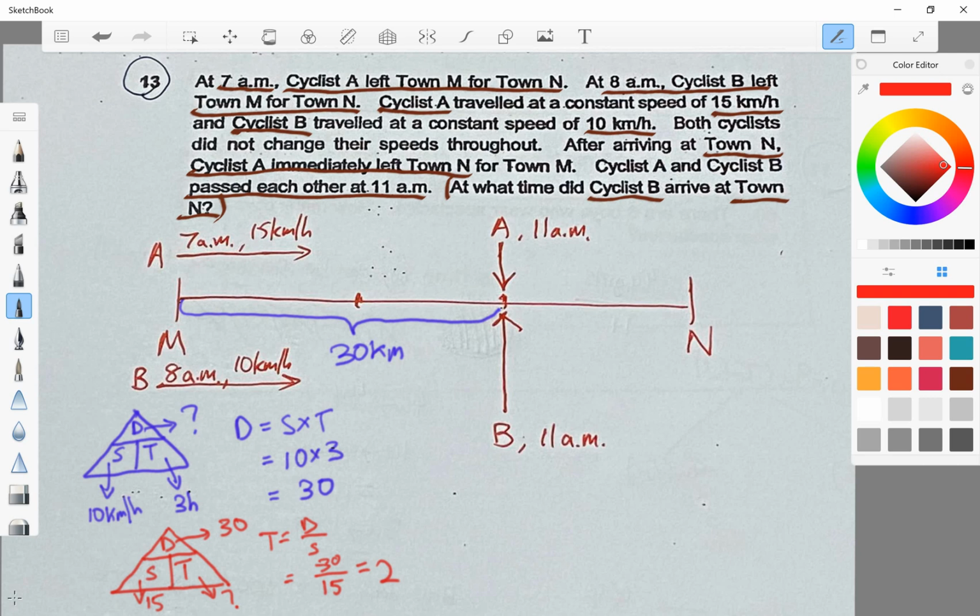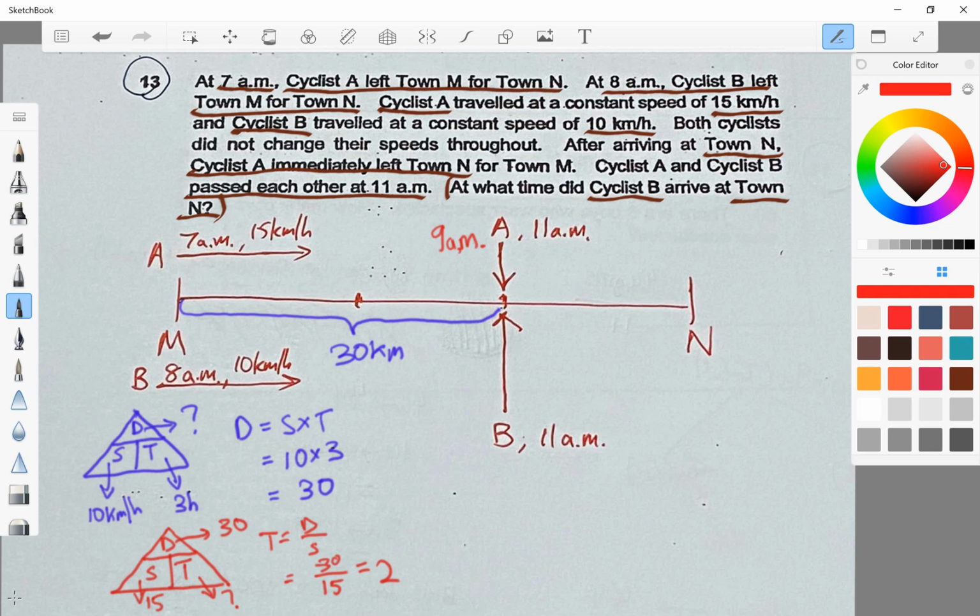where cyclist A met cyclist B, not just at 11 a.m. but at 9 a.m. cyclist A would have passed by the same spot. Then we have to ask ourselves, it means that from 9 a.m. to 10 a.m. to 11 a.m., within the next 2 hours, cyclist A must have cycled to town end and did an immediate U-turn.